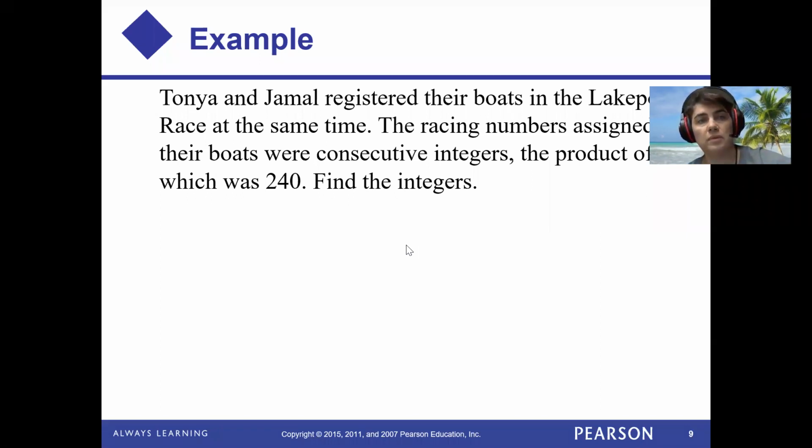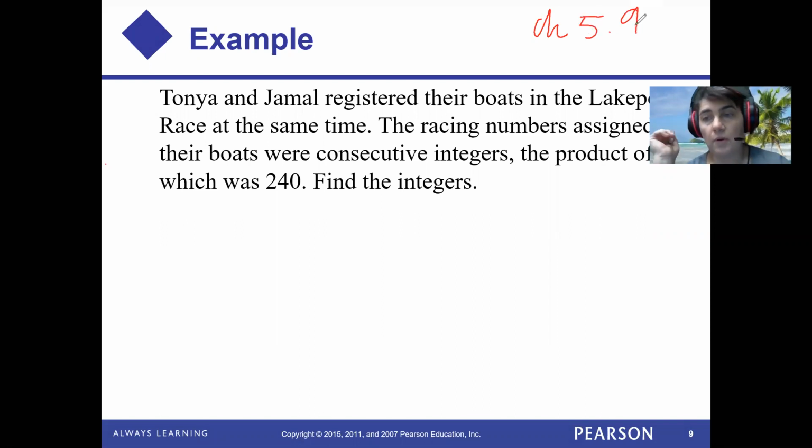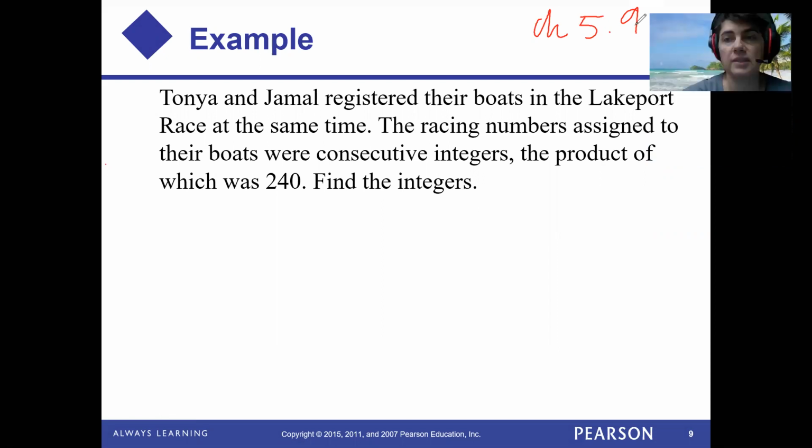and this would be for this chapter. So this is chapter 5.9. Okay, the two types of problems we are going to focus on are problems about consecutive numbers, and the other type would be problems about the Pythagorean theorem. So here is the first problem about consecutive numbers.